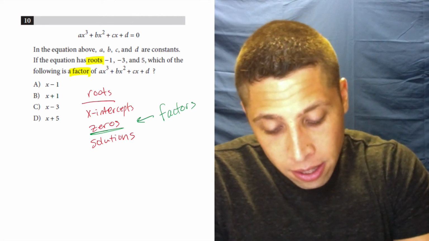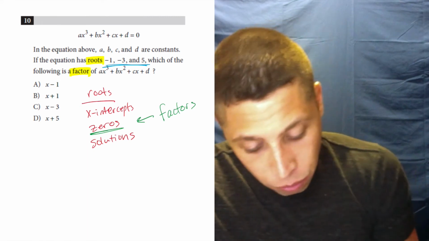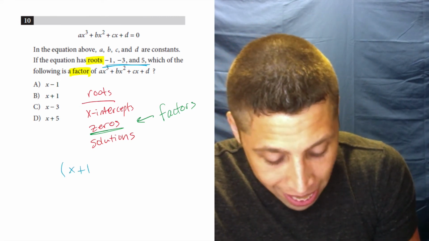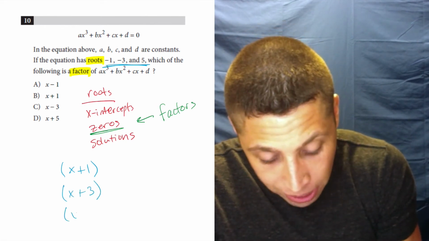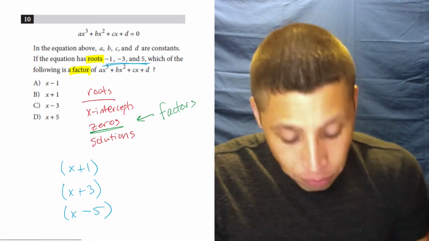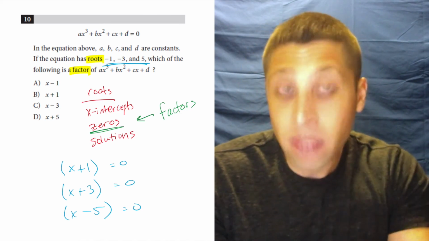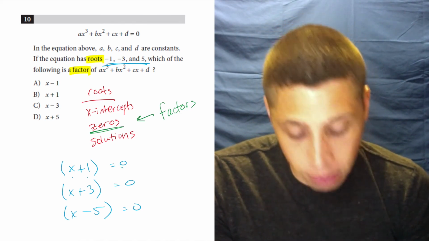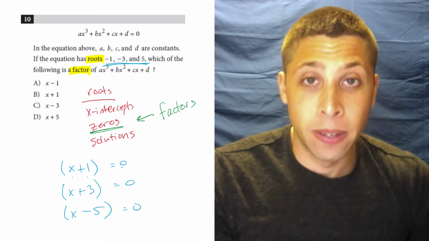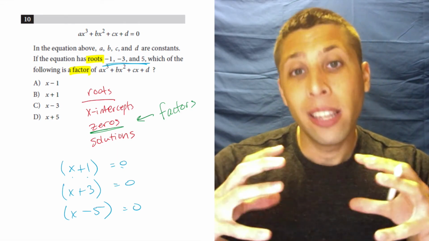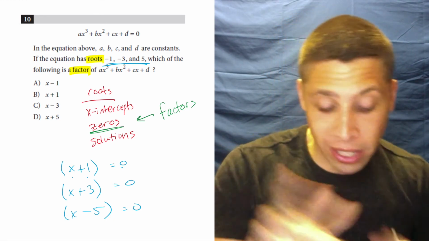So if I take these terms here, I can get the equivalent factor. For -1, the factor would be x plus 1. For -3, it would be x plus 3. For 5, it would be x minus 5. The reason is that if we put all of these things equal to 0, notice the number would give us 0. -1 plus 1 is 0. -3 plus 3 is 0. 5 minus 5 is 0. So factors and roots are intimately connected. Not quite the same, but similar enough that we can now easily get the answer.